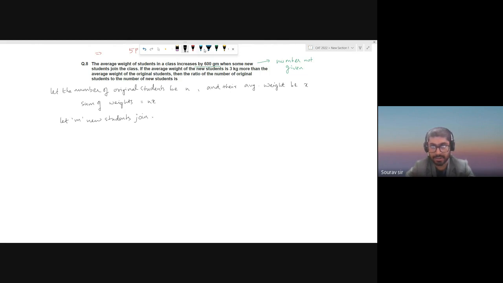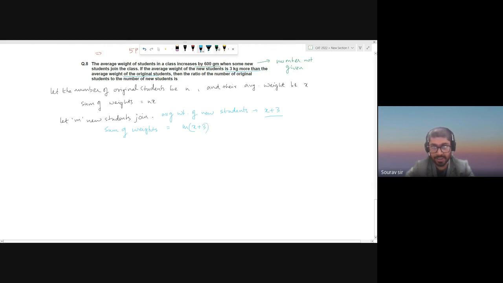Now it's given in the question, right, that their average weight is 3 kg more than the average weight of the original students. So the average weight of new students would be x plus 3. So the sum of weights here would be m students joined and x plus 3 is the average.